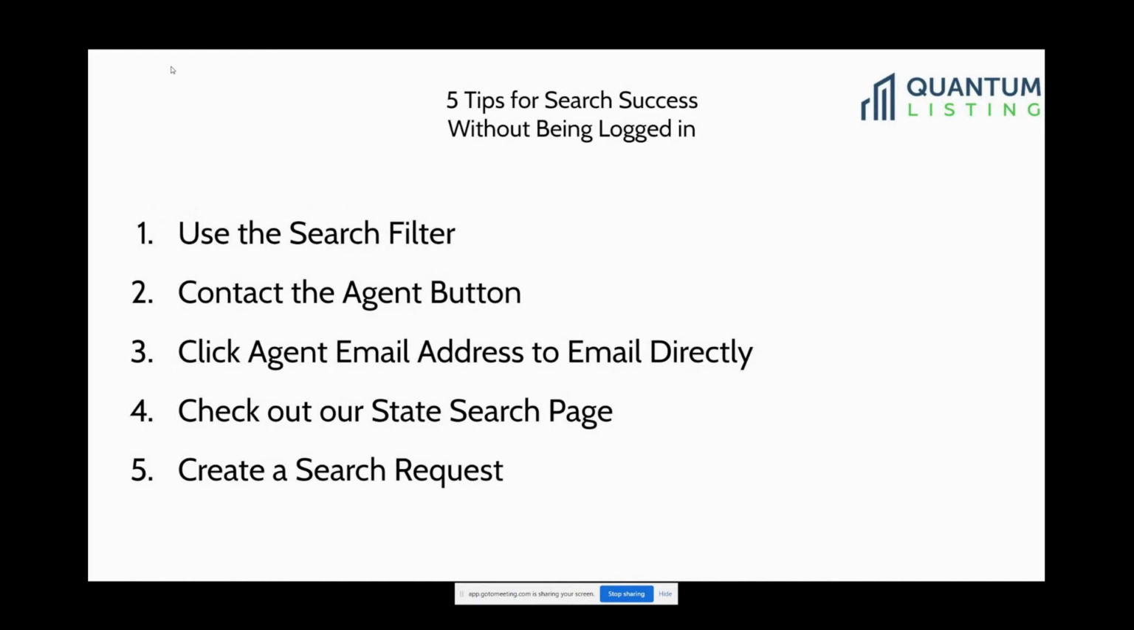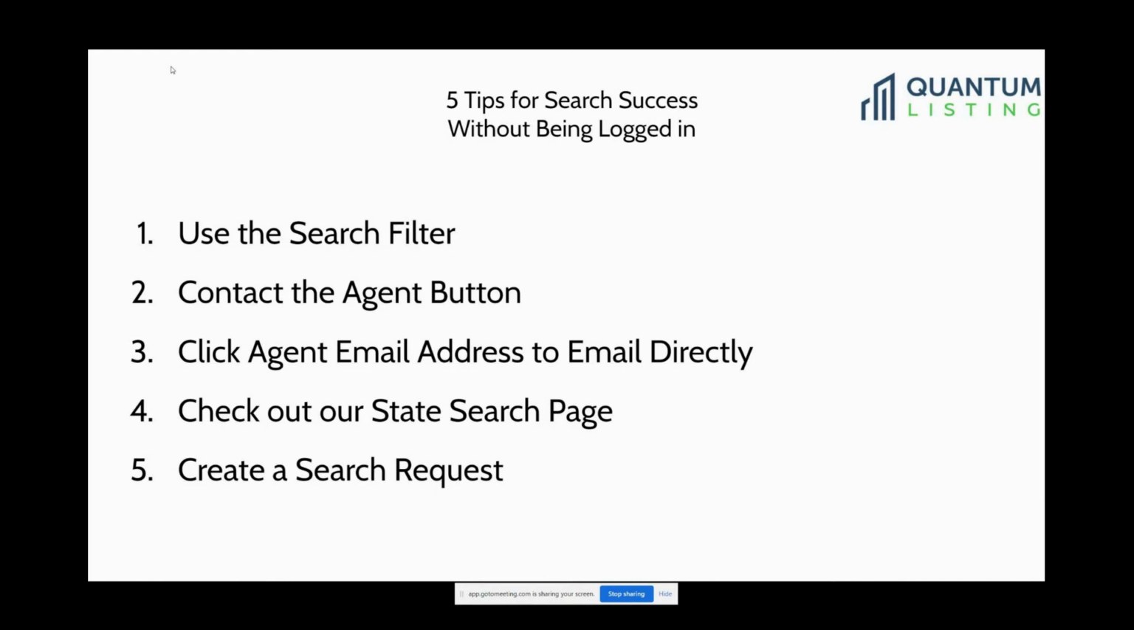We do also have a page on our site that navigates you to specific states. So if you're only interested in real estate in the state of Michigan, you can click on the Michigan button on this page and it will bring you to all your Michigan properties. You can also just search Michigan from the main page as well. And lastly, you can actually create a search request form.